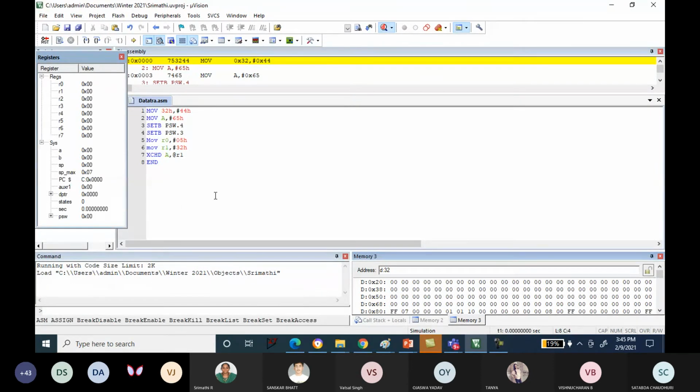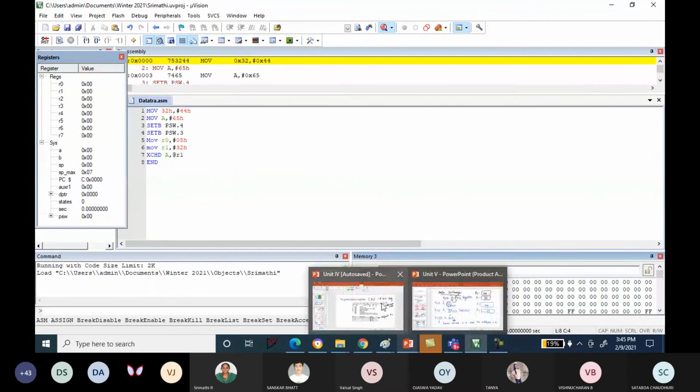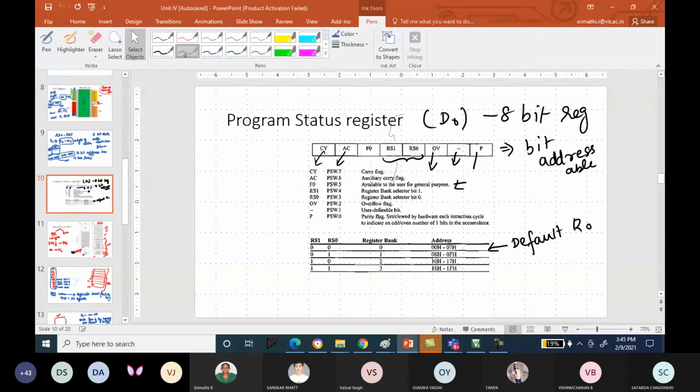Line by line, memory location. Now this is 0, 0. I have set PSW RS1, PSW.3, and also PSW.4, I made 1. The rest are all 0. What is 0001 and 1000? 0001 is 1, 1000 is 8, so 18. Am I right? So PSW value is 18. Do you agree? Yes, ma'am.